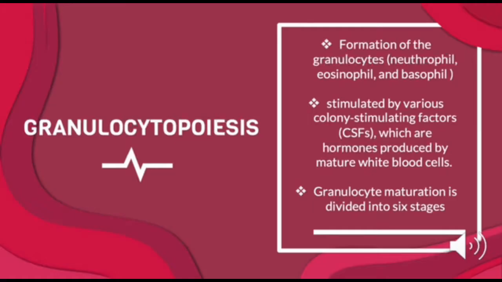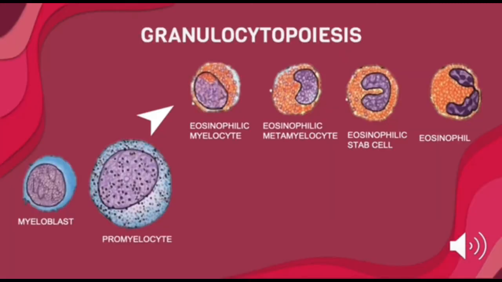Next, granulocytopoiesis is the formation of the granulocytes, such as neutrophils, eosinophils, and basophils. It is stimulated by various colony-stimulating factors (CSFs), which are hormones produced by mature white blood cells. Granulocyte maturation is divided into 6 stages, which we can see in this slide. There are 6 stages of it.